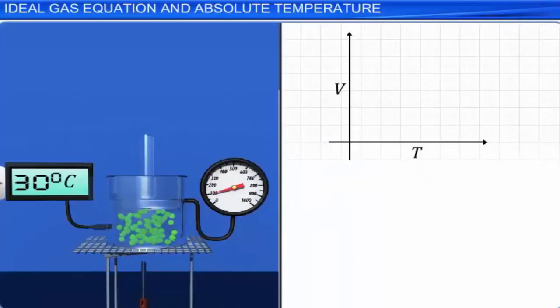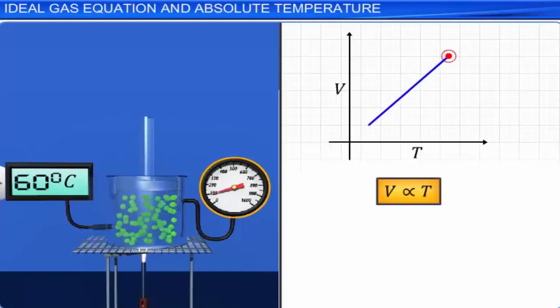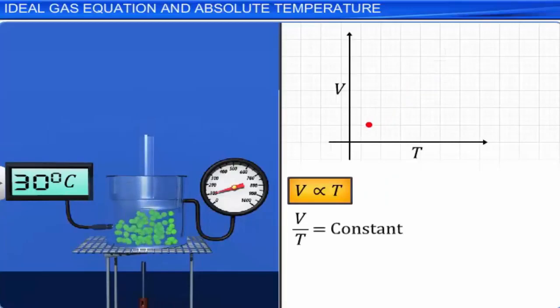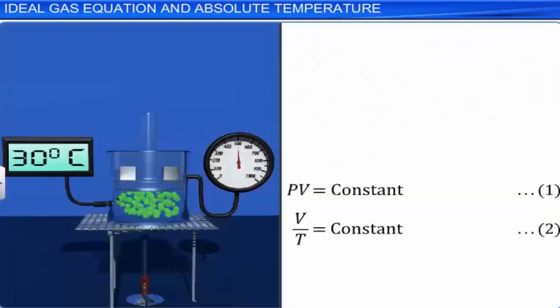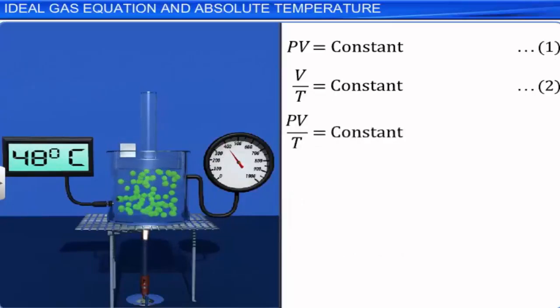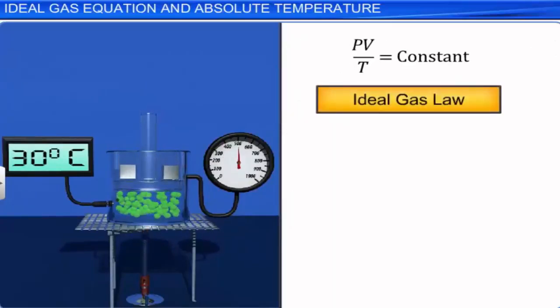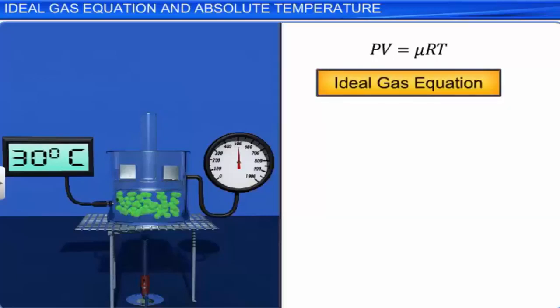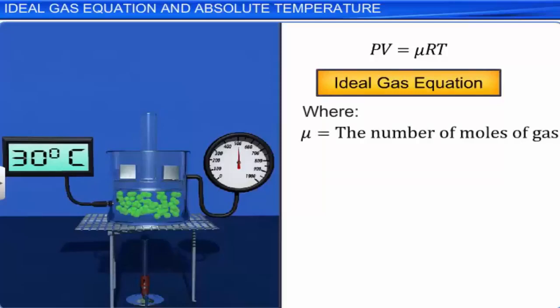According to Charles' law, at constant pressure, the volume of a given mass of gas is directly proportional to its temperature T. Therefore, V by T is constant. On combining equations 1 and 2, we get PV by T is equal to constant. This is known as ideal gas law. PV is equal to mu RT is a generalized ideal gas equation, where mu is the number of moles of gas and R is 8.31 joule per mole per Kelvin, which is the universal gas constant.